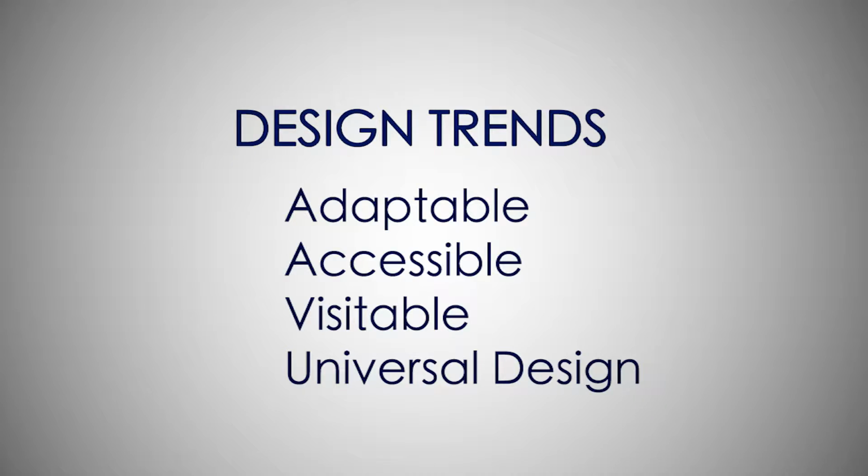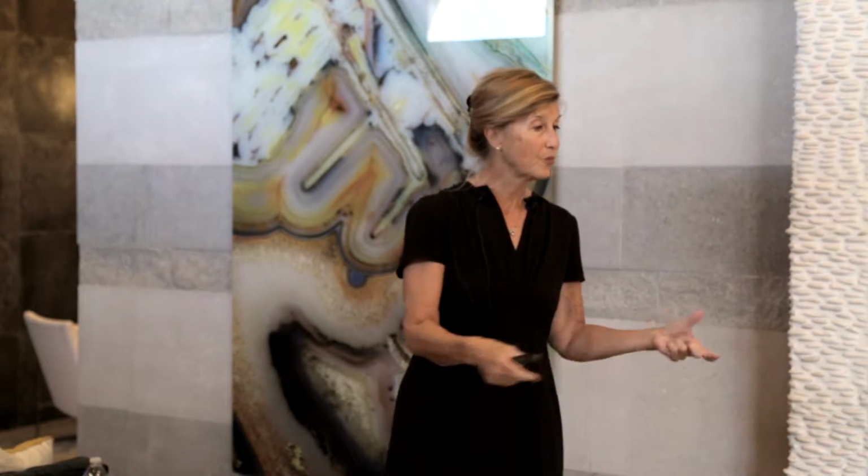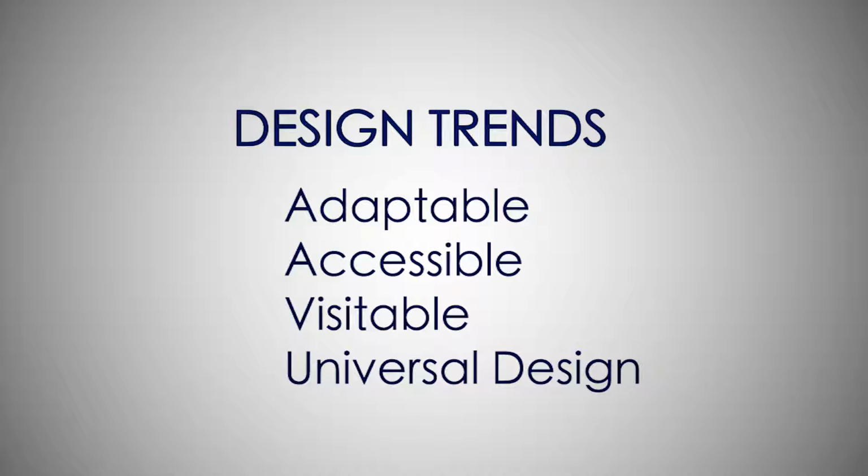The second category is accessible design. Accessible design is related a lot to what we think about on the commercial side with ADA. So the ability of someone who has a mobility challenge to get in and out of a space that is accessible. So a zero threshold, so somebody can just come right into a house, is an example of an accessible design. Also roll-in showers, the new showers with the pretty drains.